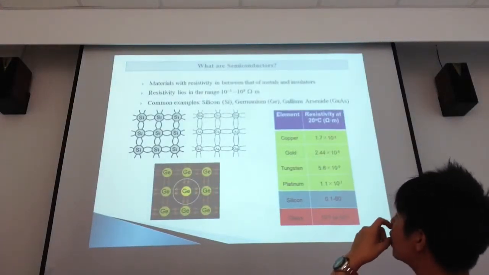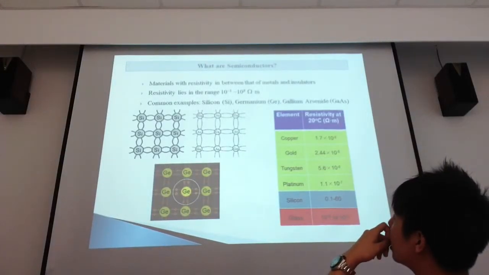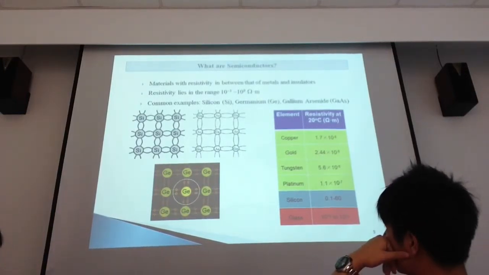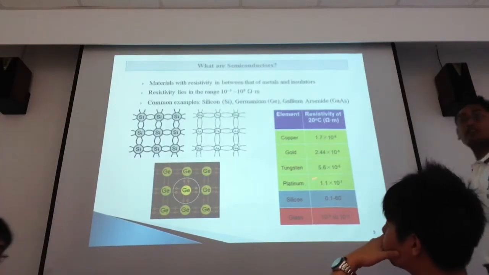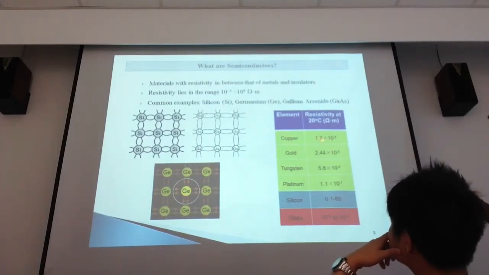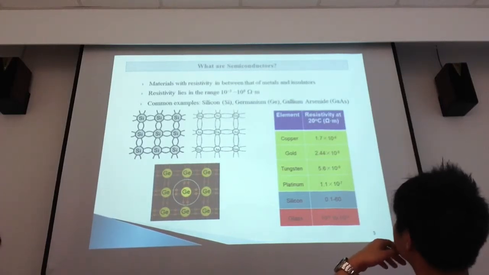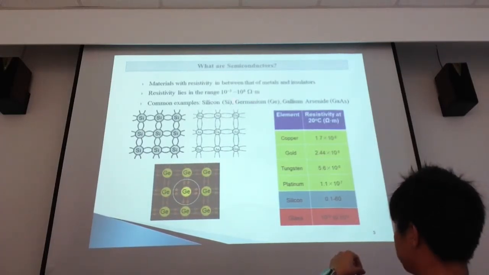What are semiconductors? As I told you, materials with resistivity lying between metals and insulators, which is basically saying that the conductivity also lies between metals and insulators. Metals are conductors, right? So you can see the resistivity range here. The green ones are all the conductors that can conduct electricity, with resistivity around 10 to the minus 8, 1.7. So it is on the left hand side, basically a conductor. Its resistivity is very low, which means its conductivity is very high. Okay?